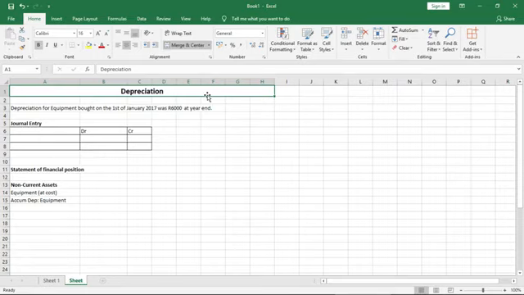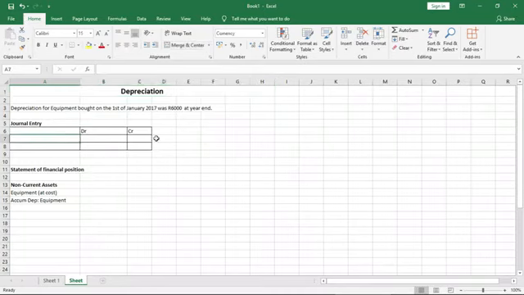But here we'll simply look at how to account for it in the journal entry and the statement of financial position or balance sheet. Now here's a quick example. Depreciation for equipment bought on the 1st of January 2017 was 6,000 rand at year end. Now we're assuming this is the year end 2017, December that is.